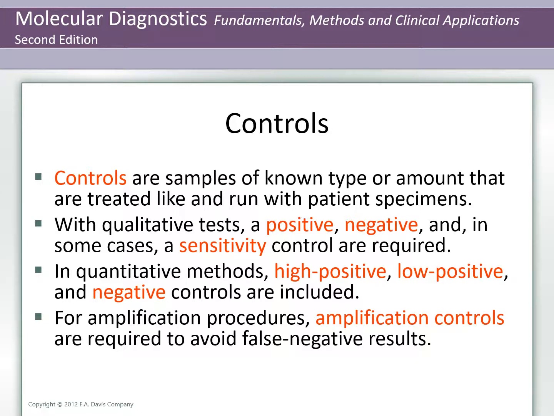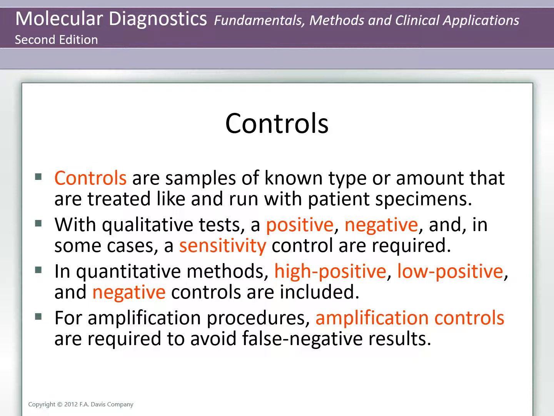With qualitative tests, a positive, negative, and in some cases a sensitivity control are required. The sensitivity control defines the lower limit of the analytical range for more meaningful interpretation of negative results. In quantitative methods, a high positive, low positive, and negative control should be included with each run. The high and low levels should be similar to critical points in the assay, such as the lowest detectable level of analyte. An acceptable range of variation for high and low positive controls may be established by repeated runs of each control sample on different days by different personnel.